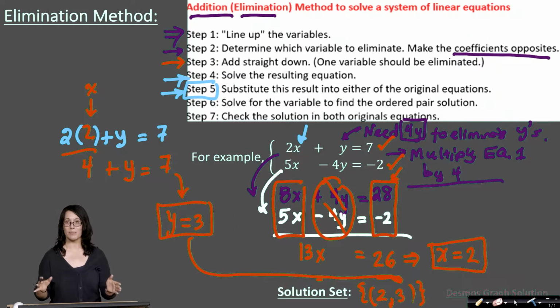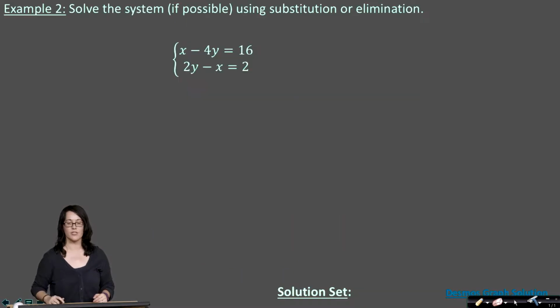All right, let's see if you can apply this method to the next example on your own. Feel free to pause the video and give it a shot. It says solve the system. Technically, it gives you both options, but I'd like you to try the elimination approach. x minus 4y equals 16, and 2y minus x equals 2. So give it a shot and come back and see how you did.